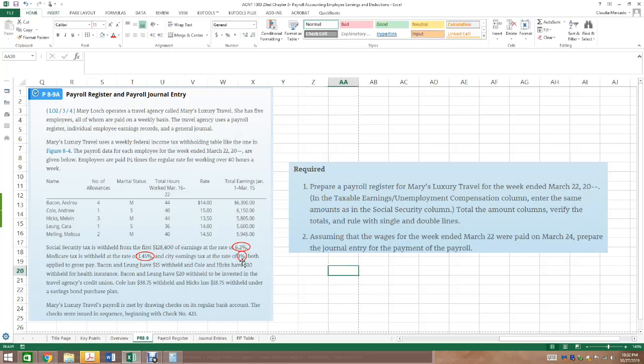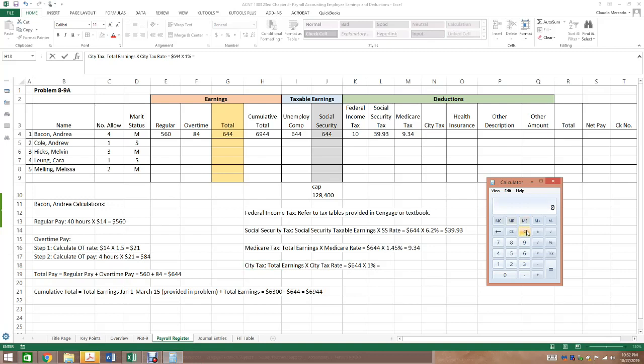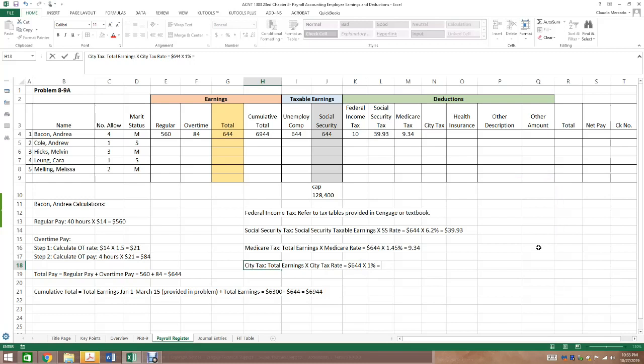So this is where I'm getting this information, 1% right there. I'm going to go back and do for my city tax the total earnings times your city tax rate, which is going to be your $644 times 1%. And that is going to give me 644 times 1%, $6.44. So I'm going to put those $6.44 right there.